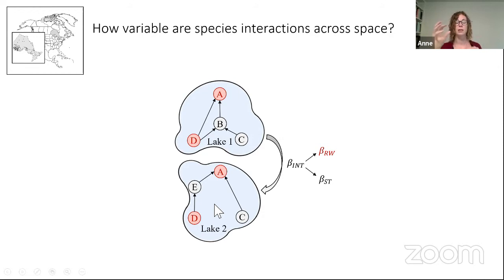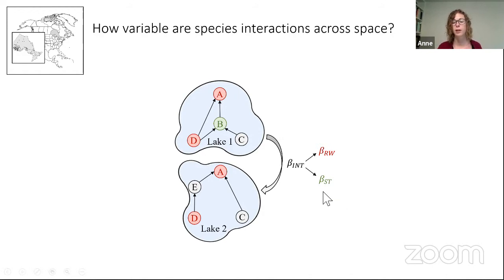Just to walk you through with a cartoon, in Lake 1 and Lake 2, we see that both species A and species D are present. In Lake 1, A interacts with D, and so A is actually consuming D. In Lake 2, A only interacts with D through an intermediary, E. We also can see turnover in interactions through species turnover. Again, in Lake 1, we have species B, but that species isn't present in Lake 2. And so in Lake 2, A just can't consume B because B isn't there.